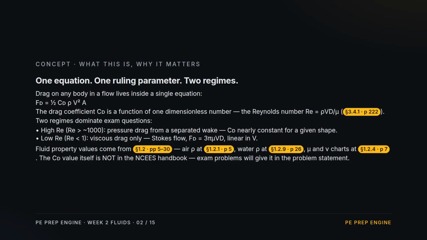Drag on any body lives inside one equation. F sub d equals 1/2 C sub d times rho times v squared times A. The drag coefficient is a function of one dimensionless parameter, the Reynolds number. Two regimes matter: high Reynolds, pressure drag from a separated wake, C sub d roughly constant for each shape. Low Reynolds, Stokes flow, drag purely viscous, linear in velocity. The drag coefficient tables aren't in the Handbook. They live in Cengel and White.